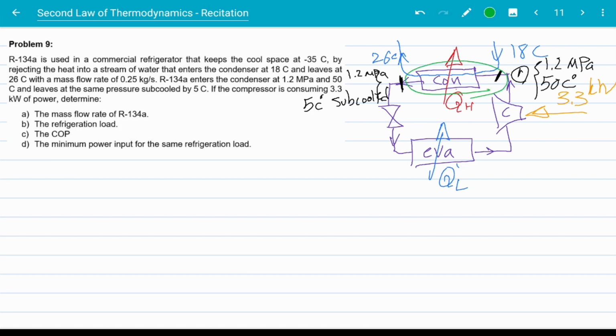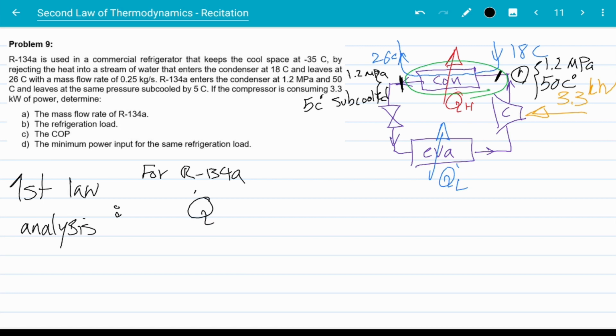Now, this condenser here is a heat exchanger. We have two streams of two different fluids enter and exit this heat exchanger. So I'm going to write the first law analysis for a heat exchanger. So for R134A, we have Q dot H is equal to mass flow rate, which is unknown, times enthalpy 1 minus enthalpy 2. So the amount of heat that the refrigerant is losing is equal to the change of enthalpy between states 1 and 2.